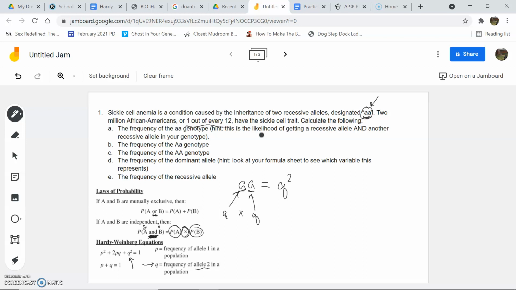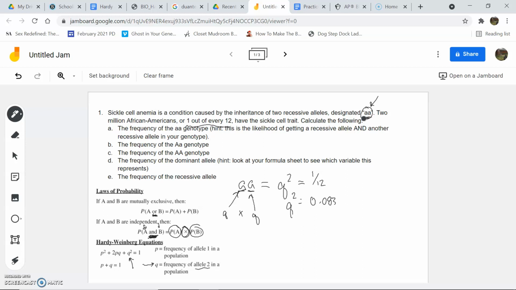So what we're saying with the first problem here is the frequency of the little a genotype. It already told us up here that it's 1 in every 12 is little a. So that's 1 out of 12. So doing the math here, I'm going to carry all of this out here. So Q squared equals, and then you grab your calculator and you do 1 divided by 12. I have to do it again here, sorry. 1 divided by 12 is going to give you 0.083.